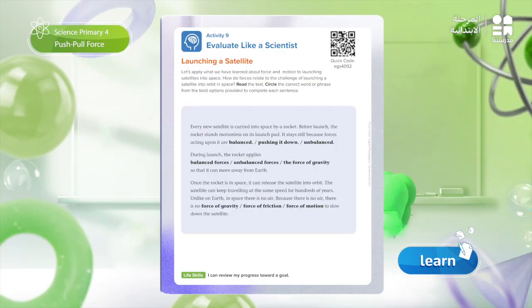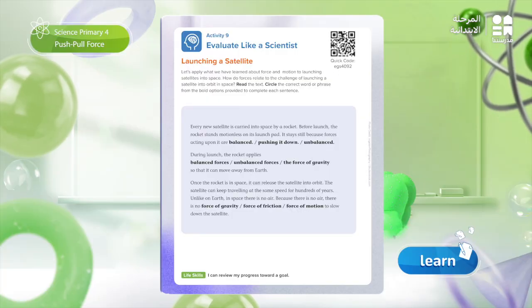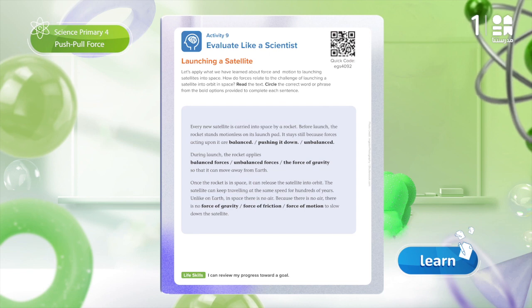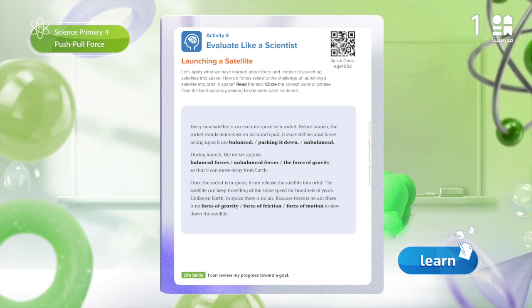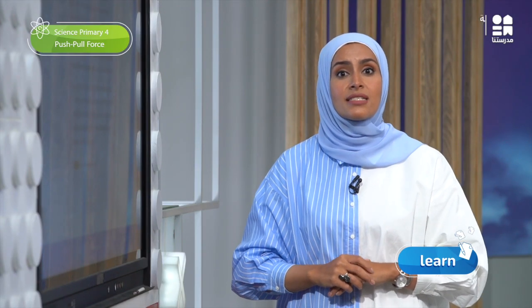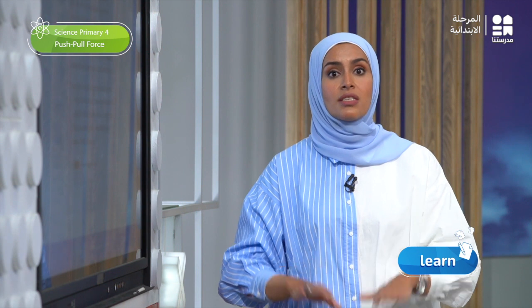If you read the last sentence again, it stays still. Because forces acting upon it are... Do you think the rocket at the beginning was stable or not? Remember that objects remain stable because the different forces acting upon them have the same size and are in opposite directions. So the correct answer will be balanced forces.